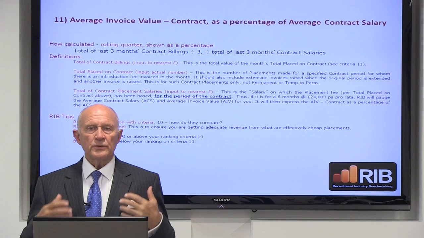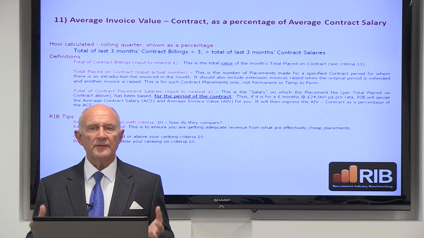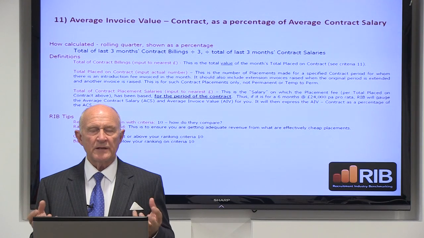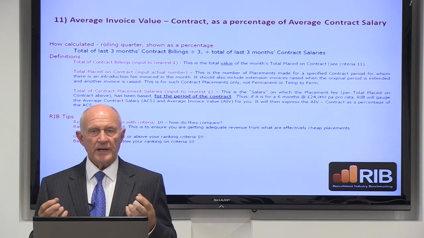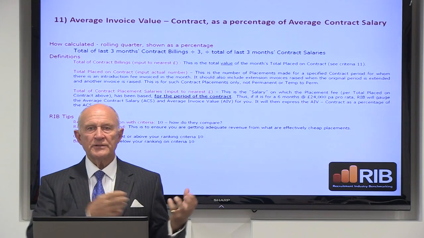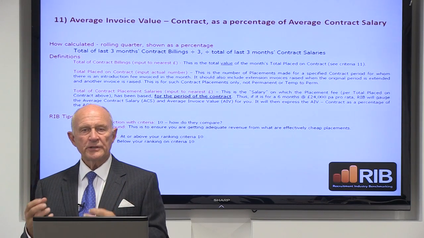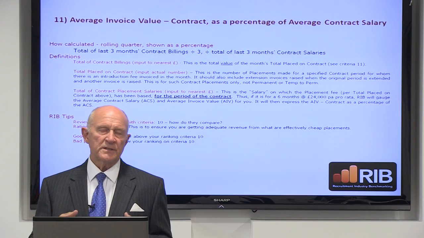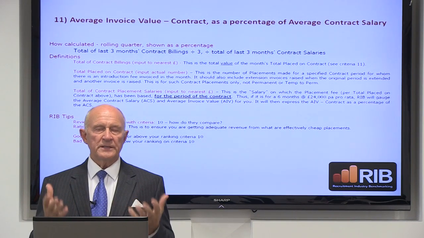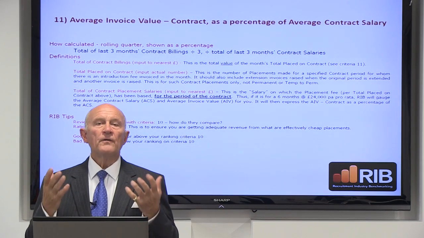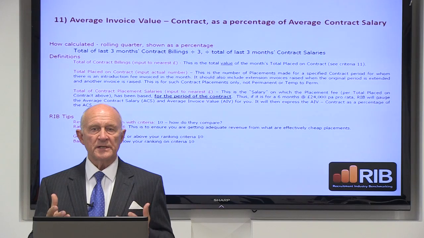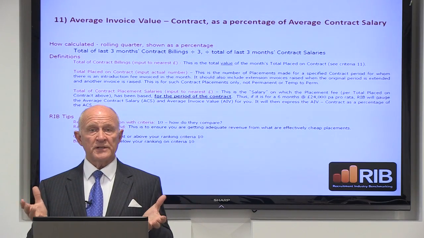Clearly the first step in order to get this number at all is that you have to have the average placement salary for contract. And if you're not measuring that on permanence, you're probably not measuring it either on contract. And if you're not measuring it on contract, then you don't have the benefit of a very valuable RIB index indicator for contract placement business. Now, not every business has contract placements.